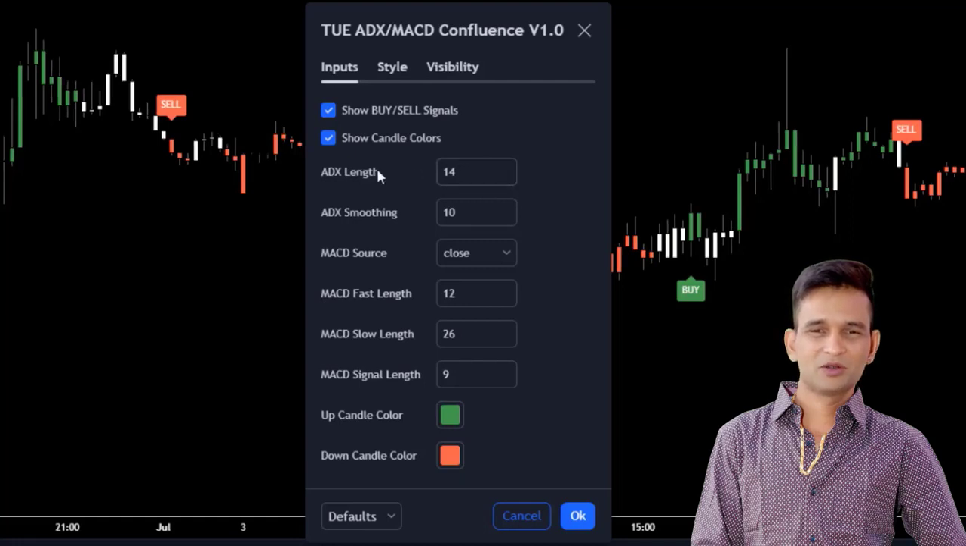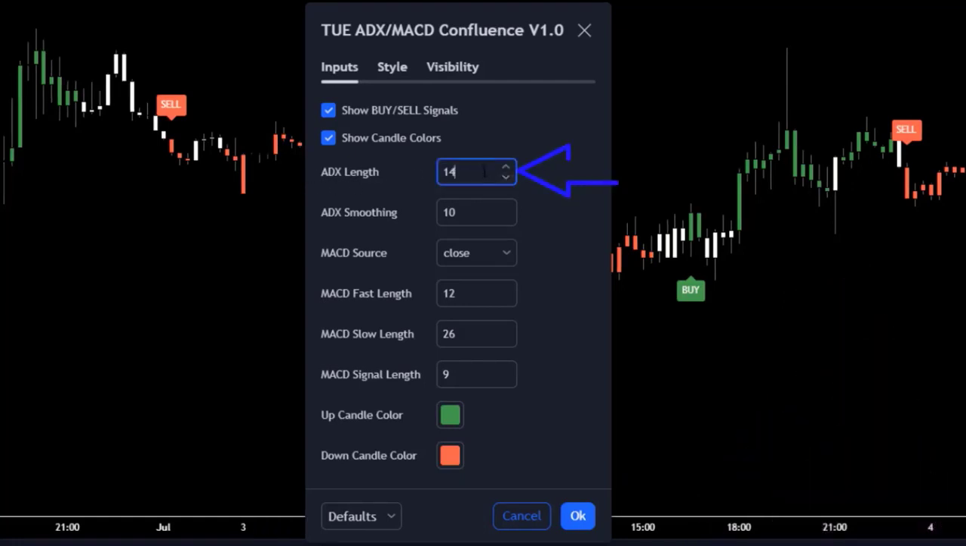The first parameter we encounter is the ADX length. This parameter plays a crucial role in determining the sensitivity of the Average Directional Index, ADX, which measures the strength of a trend. By adjusting the ADX length, we can control how much historical price data is considered. Increasing the length takes into account a longer period of price data, providing a broader perspective on the trend's strength. Conversely, decreasing the length focuses more on recent price action, offering a more responsive and timely analysis.